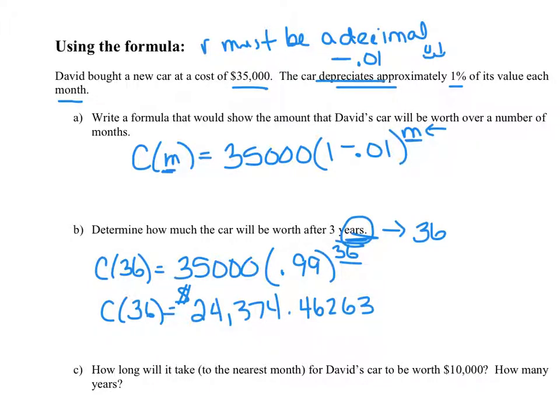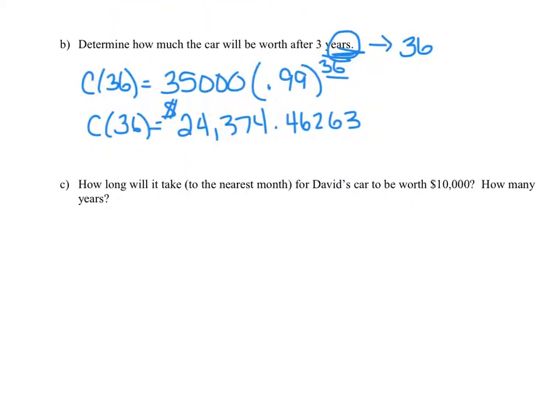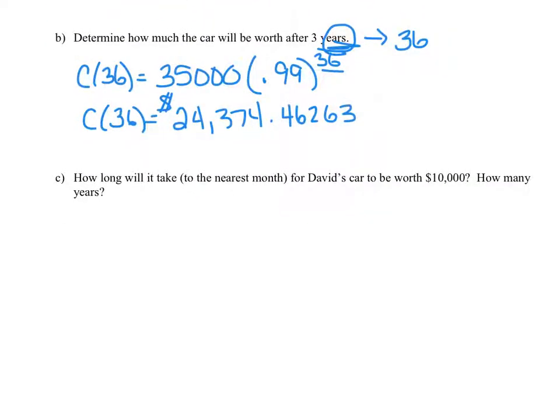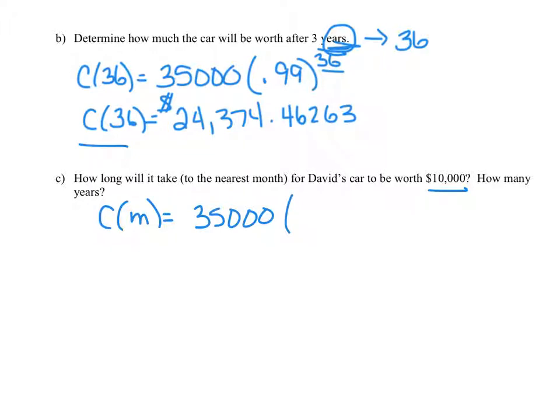So this one actually tells you how long it will take, to the nearest month, for the car to be worth 10,000. So this is more like Algebra 2. This one is more like Algebra 1. So we want the car to be worth 10,000. So remember, the car's worth, that's the C. So this is our formula here, C of T. In our case, it's C of M. And it started at 35,000, and 0.99 to the M. So 10,000 is this. When is it worth?